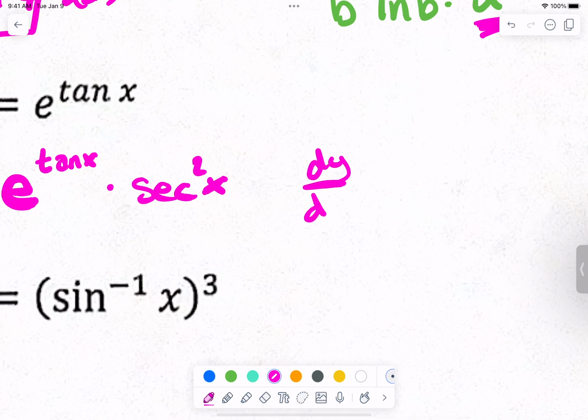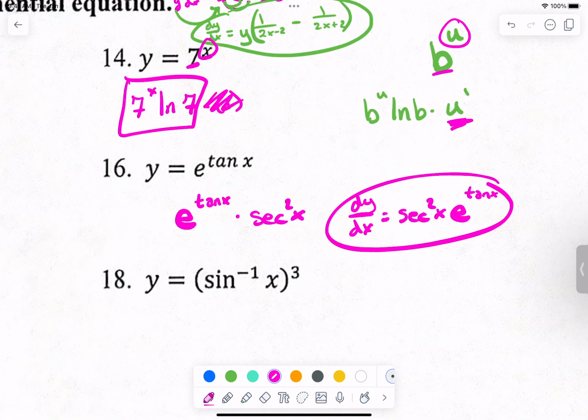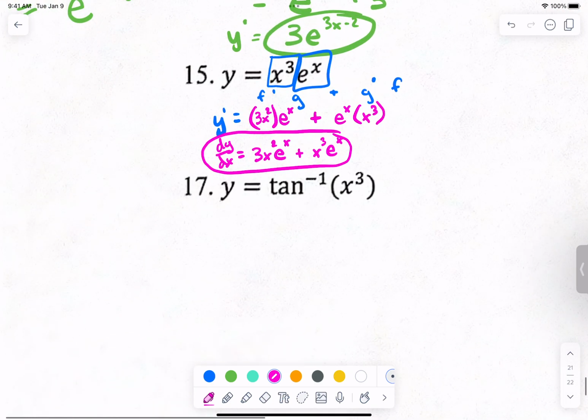dy/dx equals secant squared x times e to the tangent x. That's its derivative. Okay? Good? What are we going to do? That's what it is. Natural? Good.